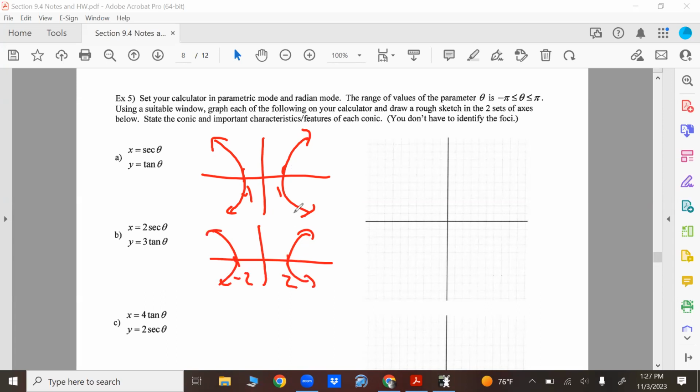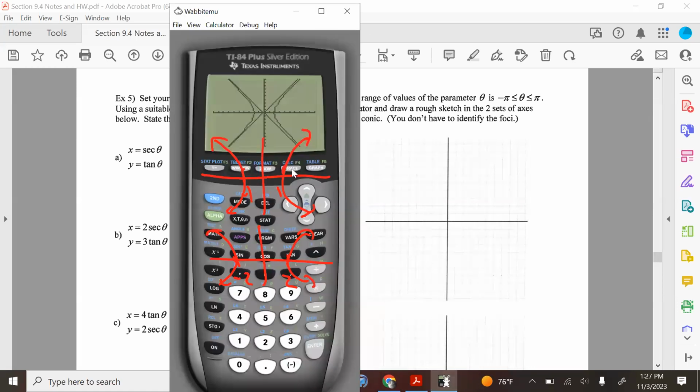Now C is interesting because we're reversing trig functions. So let's see what happens when we do a little reverse. So I'm going to clear that, make that 4 tan x. I suspect that we're going to see this on the y-axis. So I do 2 over cosine t. Yep, and we definitely have it.